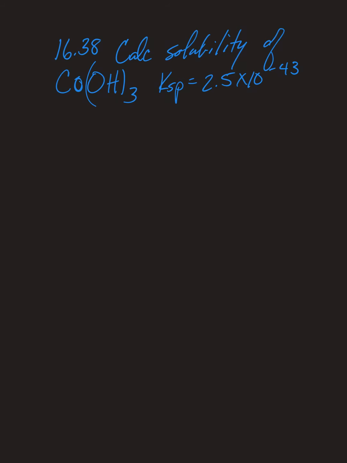Had a couple of kids ask about problem 1638. This is a KSP problem, and so what we have is cobalt hydroxide that's dissociating in water to make cobalt 3 plus and 3 hydroxide ions.